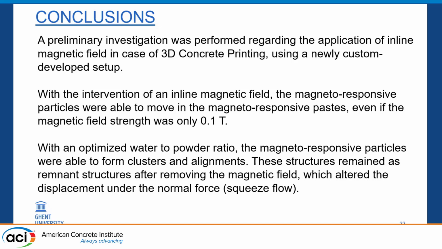Let's say the next step would be upscaling to the 3D printer, and we are preparing this setup there to do magnetization around the nozzle in the large-scale robot setup. So a preliminary investigation was performed regarding application of inline magnetic field in the case of 3D concrete printing with a new setup. And I didn't mention, but in the setup we applied a magnetic field of only 0.1 Tesla, which is not that large, and we saw the effects.